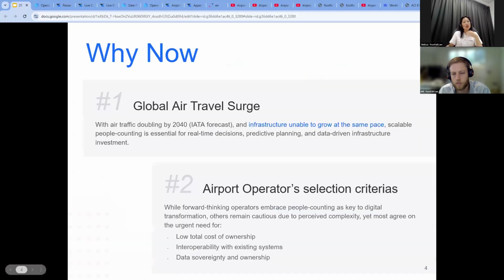So why is this such an urgent discussion now? Most airport operators already understand the value of passenger flow monitoring. It is not a new idea, but what has changed is the urgency. According to IATA, global passenger traffic is expected to double by 2040. But airport infrastructure in most countries isn't expanding at the same pace. New terminals will take years to build, and that means existing facilities must do more with less. So more passengers per hour with the same space and the same resources.